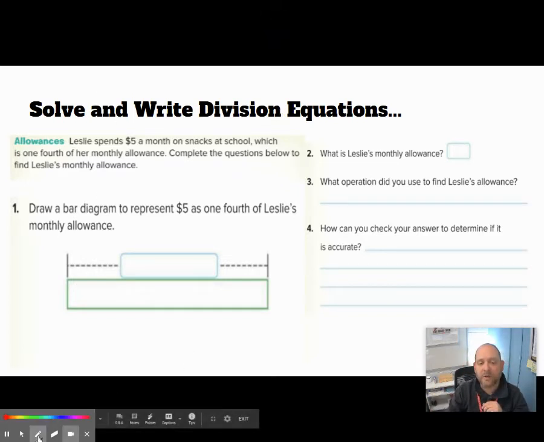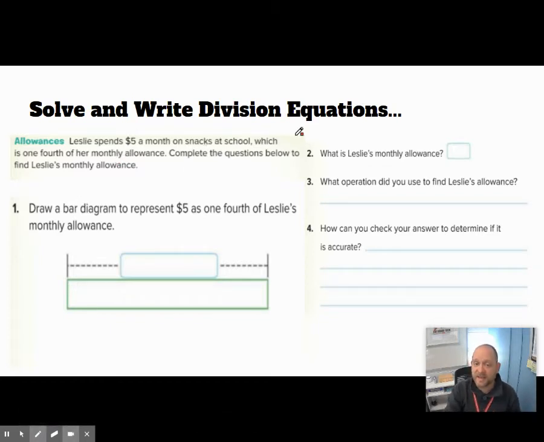Here we go. All right, so our first problem says that Leslie spends $5 a month on snacks at school, which is 1/4 of her monthly allowance. Complete the questions below to find Leslie's monthly allowance. First thing we're going to do is draw a bar diagram to represent $5 as 1/4 of Leslie's allowance. What we are looking for here is Leslie's monthly allowance. So that's what this is going to represent.